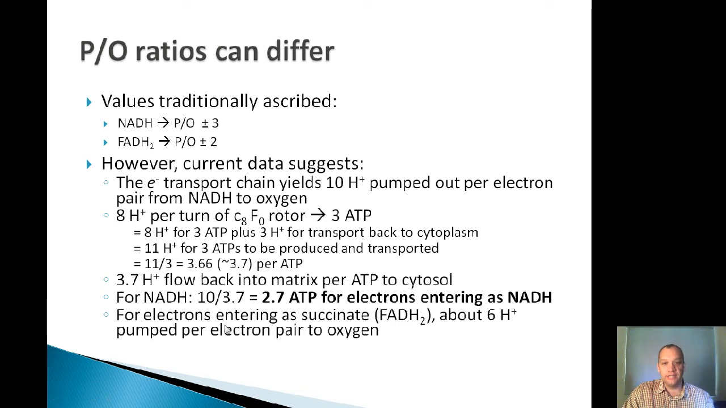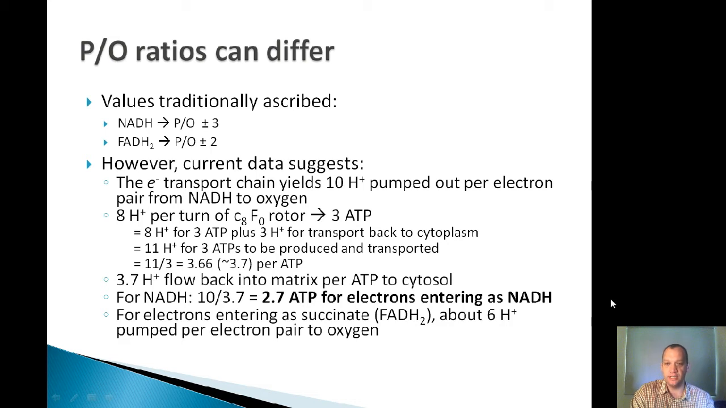For electrons entering as succinate, in other words electrons during the TCA cycle, which will go from succinate to fumarate, those electrons are then passed on to FADH. About 6 protons are pumped in per electron pair to oxygen. So remember, from here the pathway is FADH2 is part of complex 2. From there it goes to complex 3 and on to complex 4.